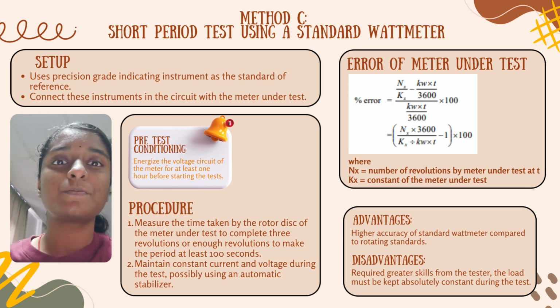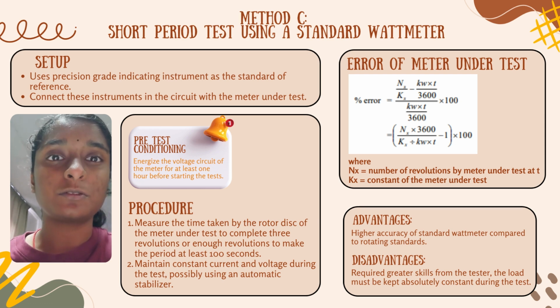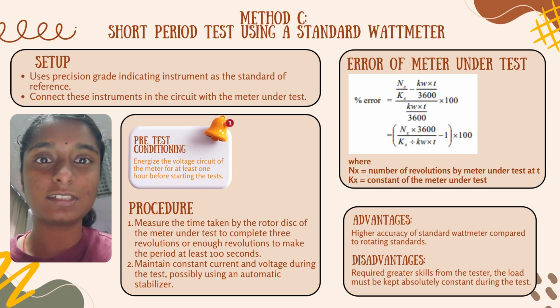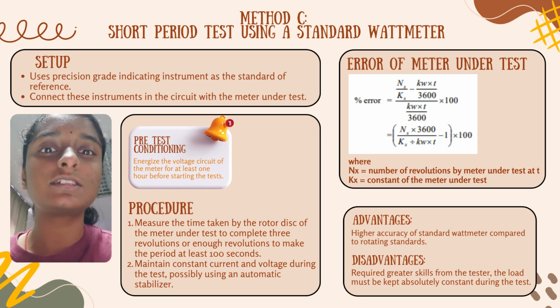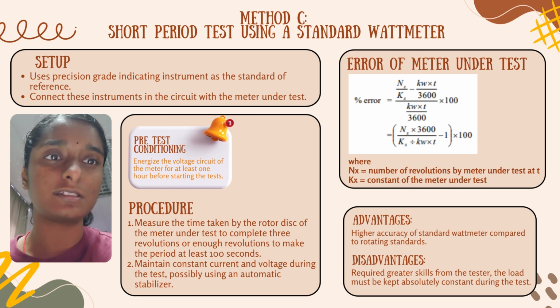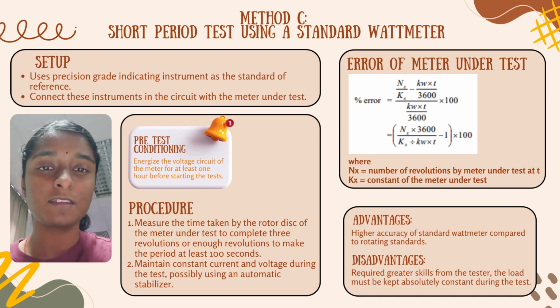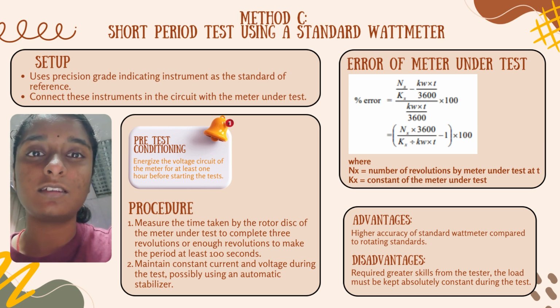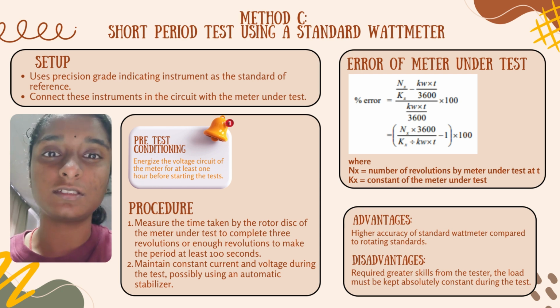The procedure is measure the time taken by the rotor disc of the meter under test to complete 3 revolutions or enough revolutions to make the period last for at least 100 seconds. And then maintain the constant current and voltage during the test, possibly using an automatic stabilizer. So we don't have to monitor that, it will automatically stabilize. And for the calculation of error of the meter under test, this is the formula we can use.